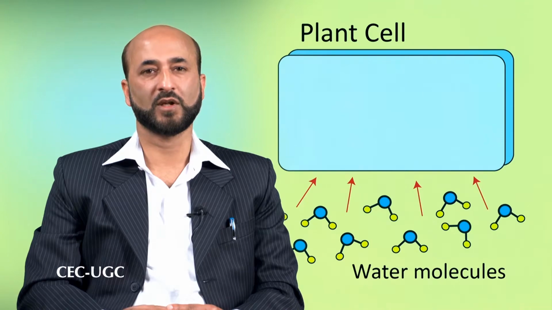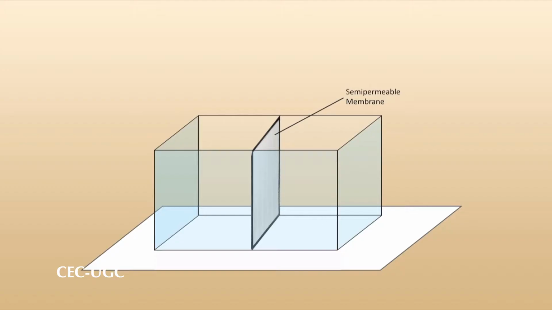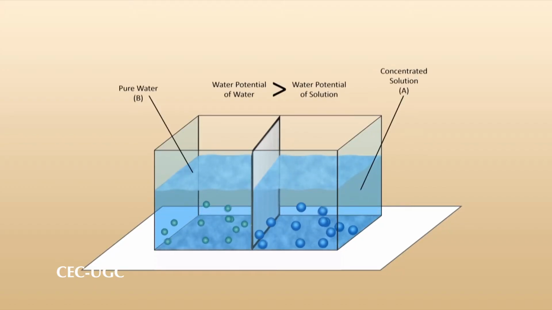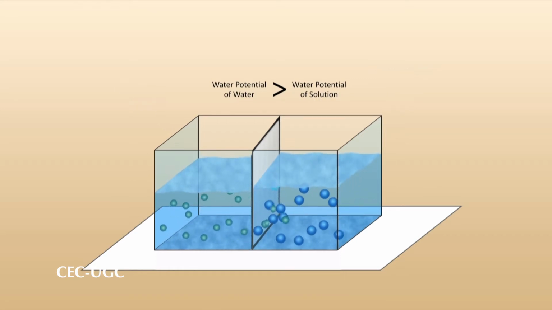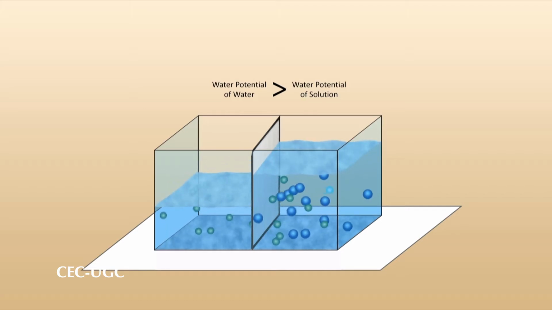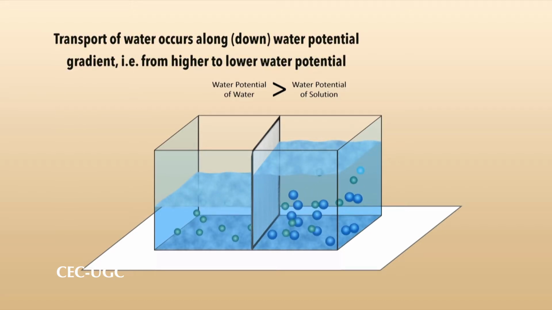The difference in chemical potential of a substance between two regions is the driving force for its spontaneous transfer from one region to another. Thus, in case of water, it is the difference of water potential between two regions that is the driving force for its spontaneous transfer from one region to another. In other words, the transport of water occurs along a water potential gradient, that is, from higher to lower water potential.